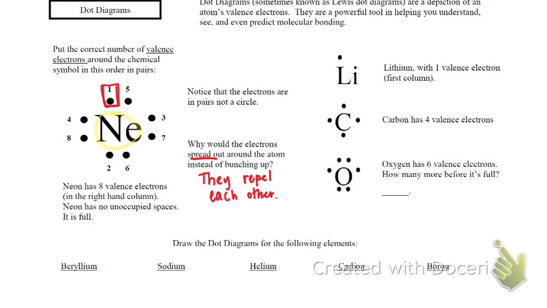We talked about, except for that first row, most of the ones we're going to work with have 8 available spaces for a valence electron. They want to fill their octet. So once you've got all 8 electrons on there, it's full. It doesn't have any openings.